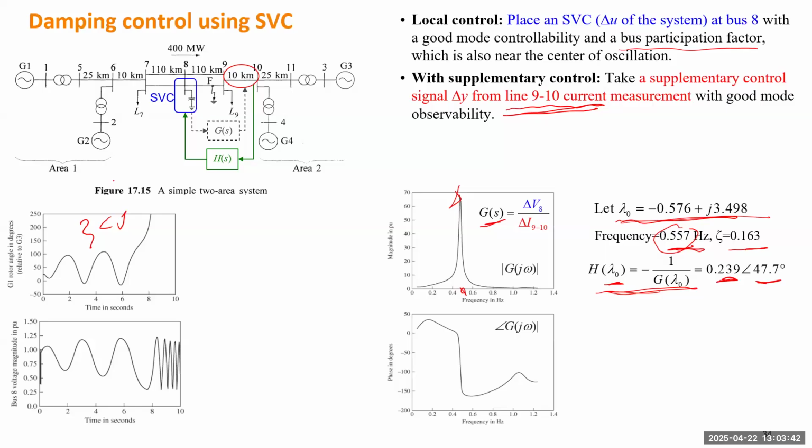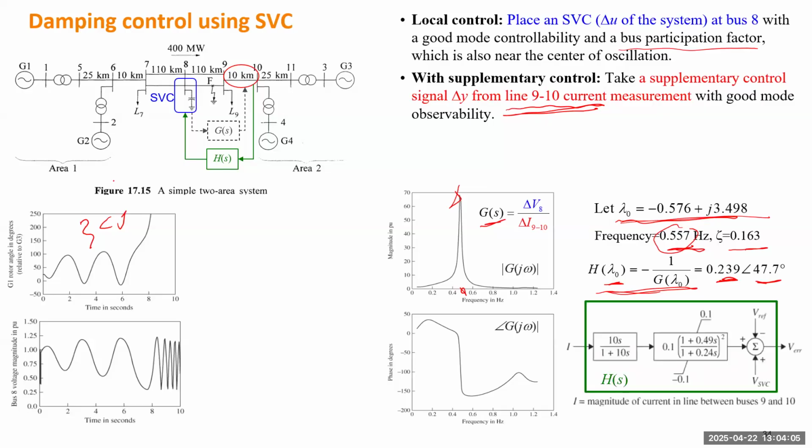Okay, that will be the H value for this frequency, for this eigenvalue. But for any other frequency, it can have other eigenvalue. But our target is not to change everything about G(s). We only just want to design the lambda near that inter-area oscillation.